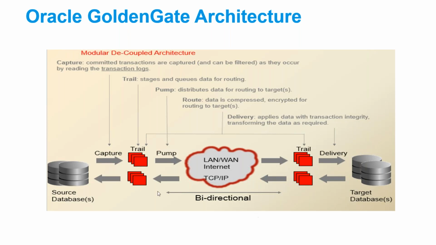Once the data is available in this local trail, the data pump process reads the data out of your local trail, sends it over the TCP/IP network, and writes it to the remote trail on the target machine. Once the data is available in the remote trail, the GoldenGate delivery process reads the data out of your remote trail and applies it to the target database.